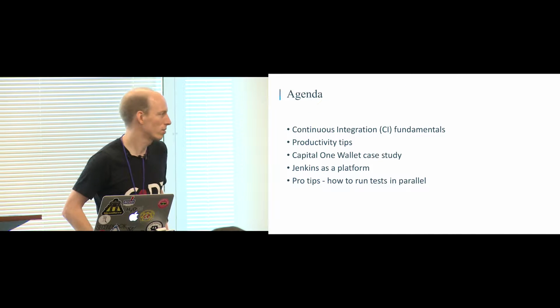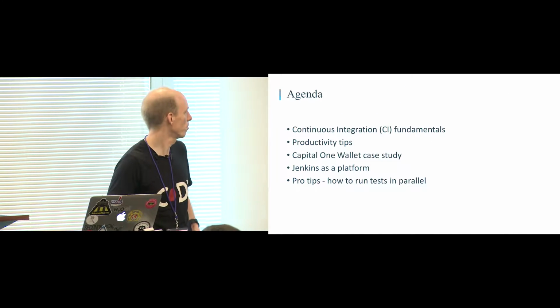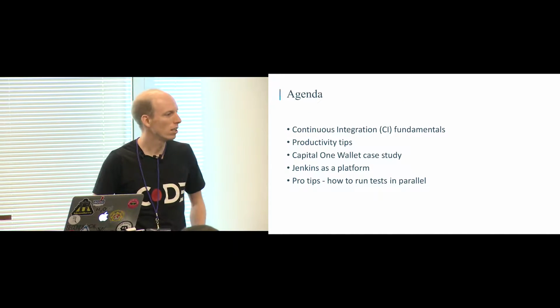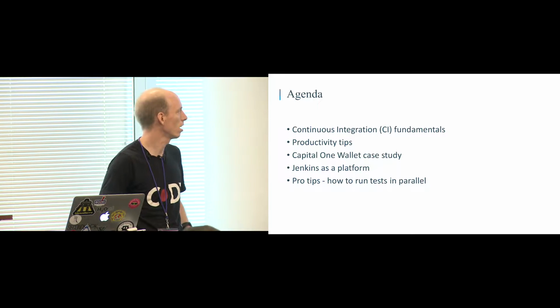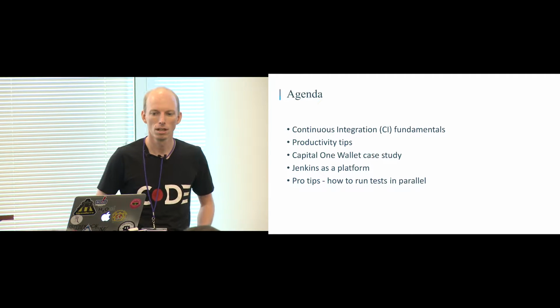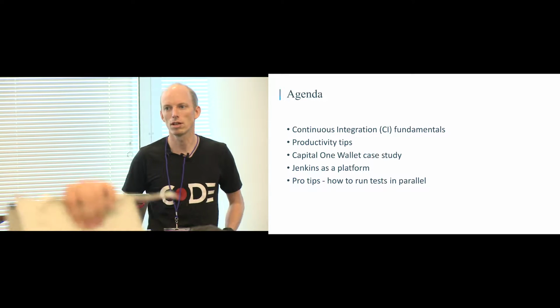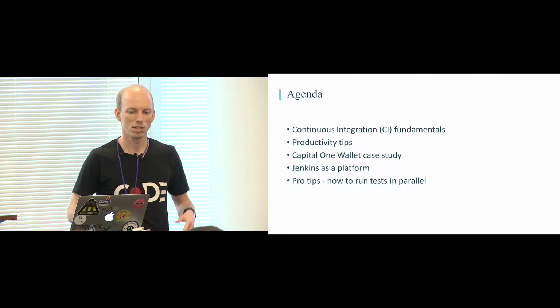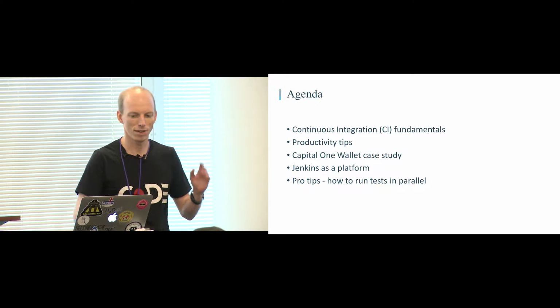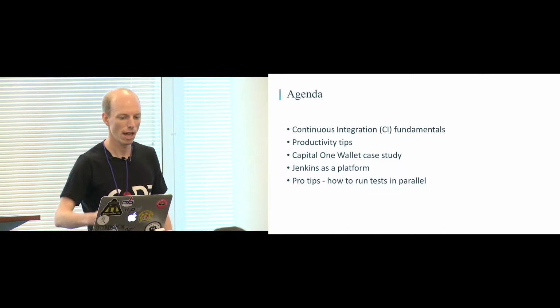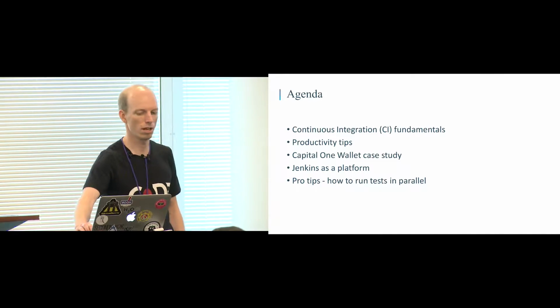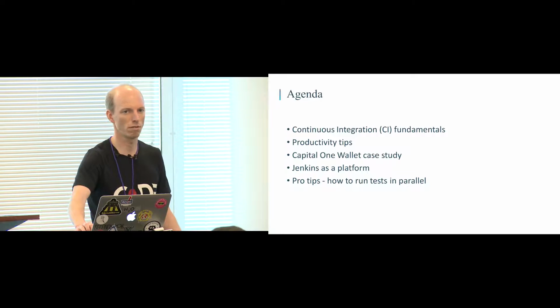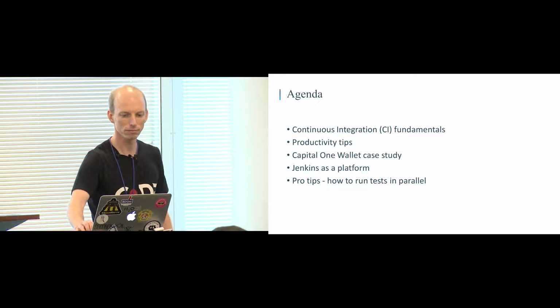So today we're going to do some fundamentals, just explain to everyone what continuous integration is, some productivity tips, just to help you get the most out of it. We're going to do a little case study of what we're doing on the Capital One wallet team. Going to discuss Jenkins as a platform, kind of ecosystem type discussion. And then at the end, some pro tips, in particular how to try and run your tests in parallel.